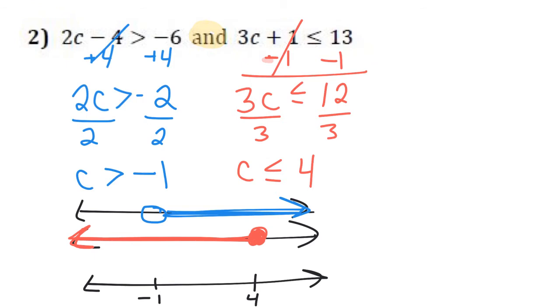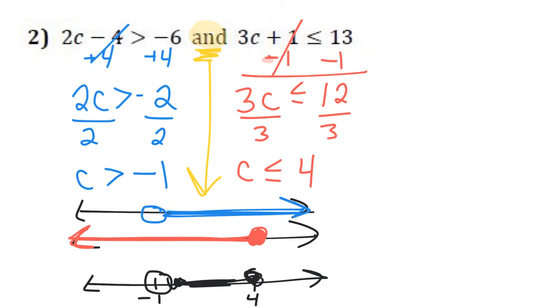Now here's the key, that word and. So when I look at my picture, I want numbers that work for blue and red at the same time. So I'm only going to count the numbers in between -1 and 4.